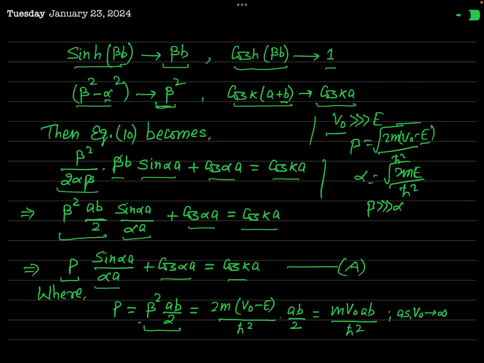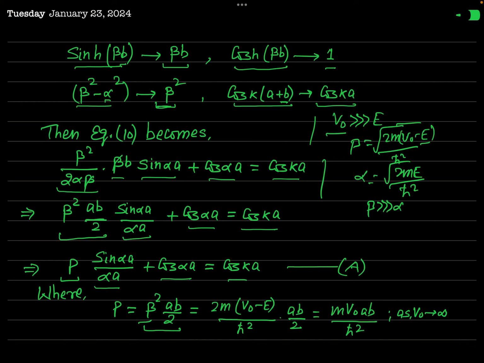Now you can see β², you know this is 2m times (V naught minus E) over ħ², and times ab by 2. But as you have seen, since V naught is very large here, it tends towards infinity. So in this condition we can neglect this E, and this 2 and this 2 will cancel out, and your result is mV naught ab divided by ħ².